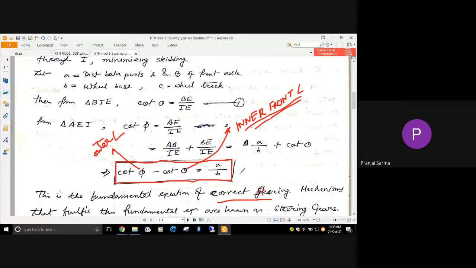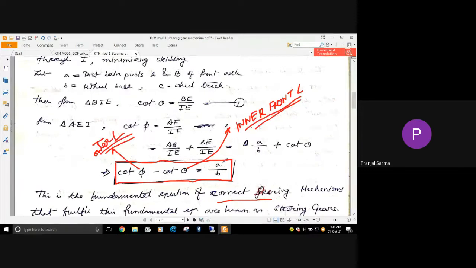And apart from that, because of the stub axle, that is the smaller axle, we can get these two angles, the inner front wheel angle and the outer front wheel angle, which have to be different. Generally we have seen that the inner front wheel has to be rotated by somewhat more angle compared to the outer front wheel angle.